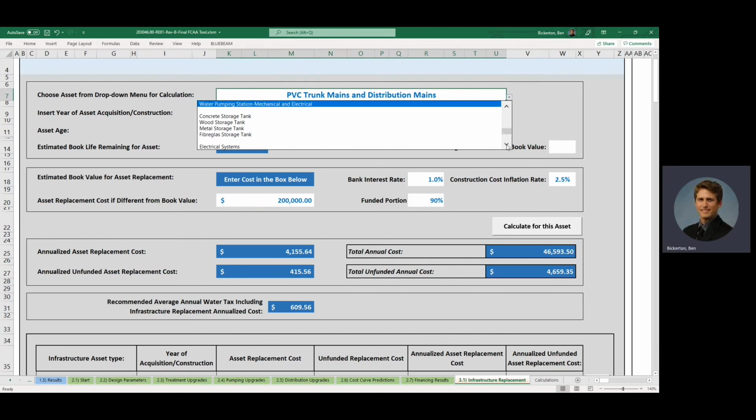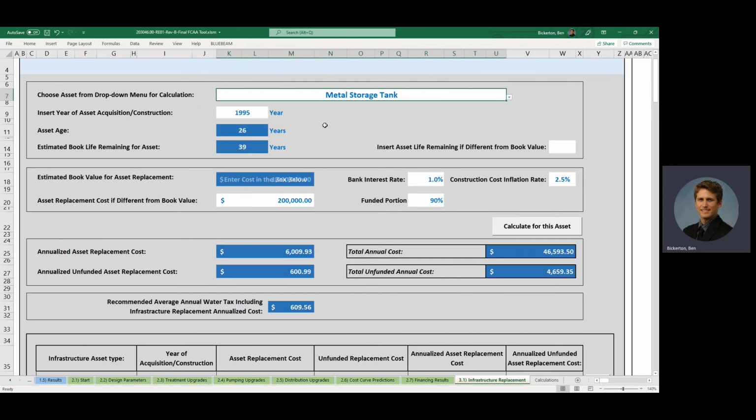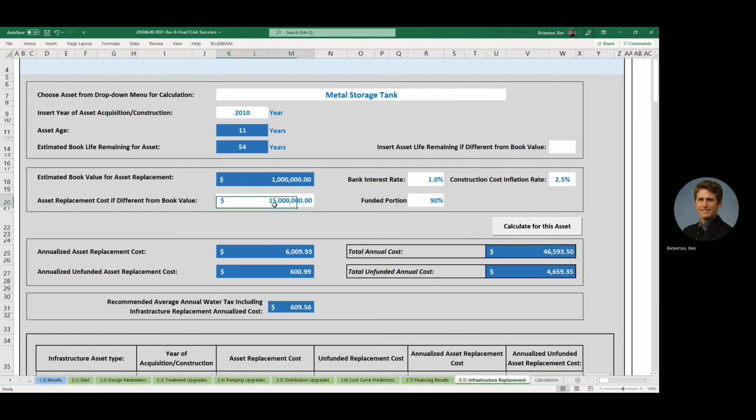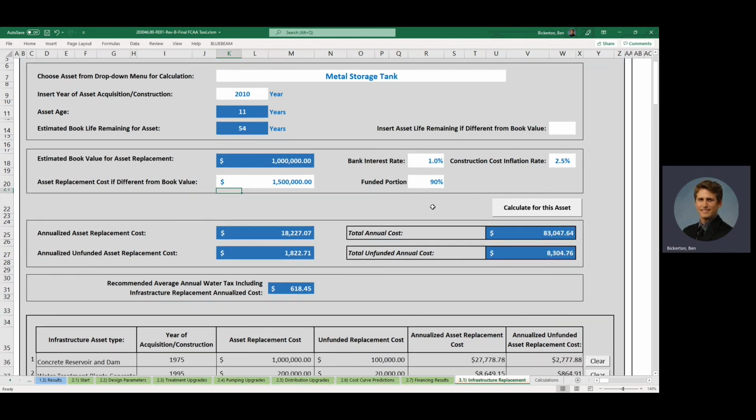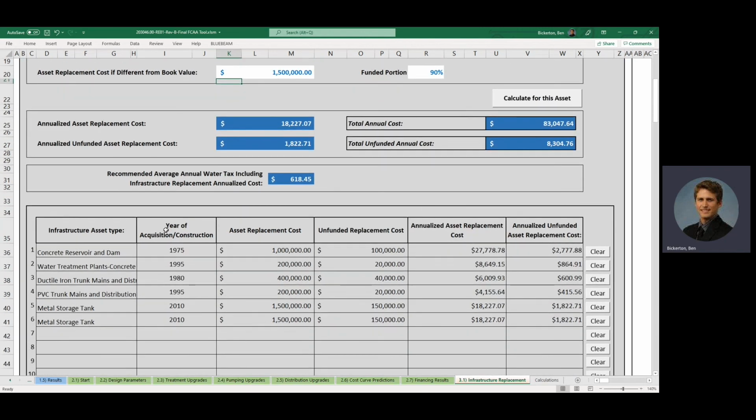We'll go down to our, say we have a metal storage tank. The replacement cost is suggested at 1 million, but we'll say we know that it's going to be approximately 5 million for this asset. And again, the same inflation rate to calculate. If we hit this twice, we can go down onto our list here and see that one of these was added in error, and we can hit the clear button, which will delete that line item off.